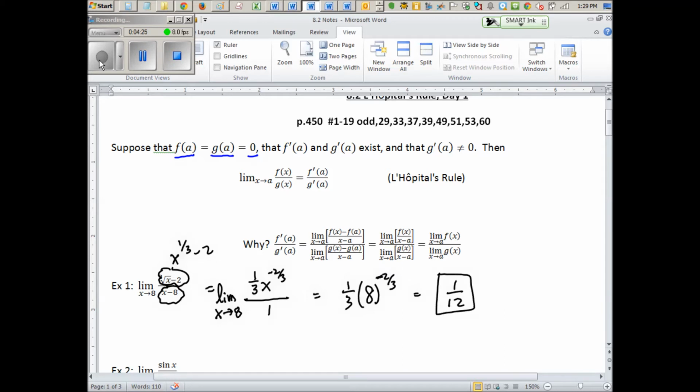So what did I do? I first recognized, hey, this thing is 0 over 0. Then I took the derivative of the top, the derivative of the bottom, plugged in 8, and out pops the answer to the limit question. Interesting.